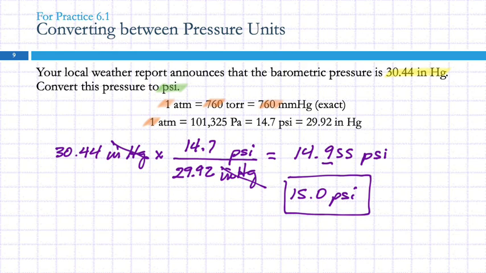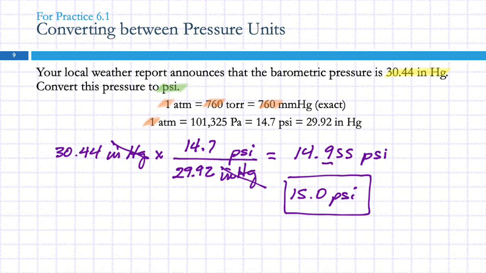Yes? Do we have to memorize that conversion right there? No. The only one that is useful to memorize is that 760 torr is 1 atmosphere, 760 millimeters of mercury is 1 atmosphere. That one's useful because we're going to use it a lot. The psi and pascals and inches of mercury we don't use very often, and so we just look them up.